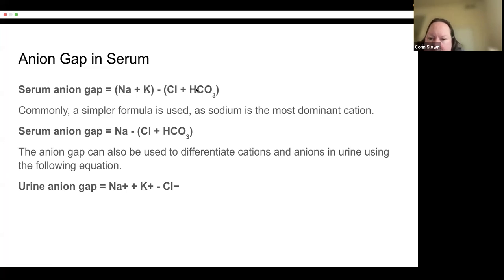However, in a healthcare setting, to simplify the calculations, they remove the potassium and they just use the sodium. Now, the reason for that is that potassium is present in a much smaller amount, so you can get a close approximation by just looking at the sodium. And so we'll actually do a calculation to practice that. Now, you can also use it to differentiate cations and anions in urine as well as the blood. So the urine anion gap is the sodium plus potassium and chloride. So we exclude the bicarbonate from urine.